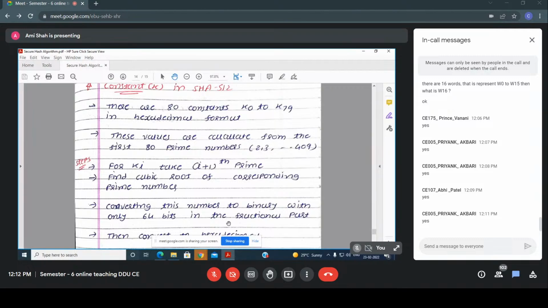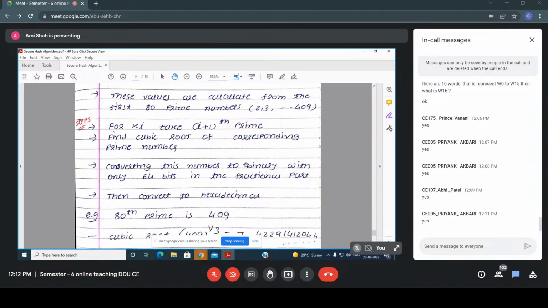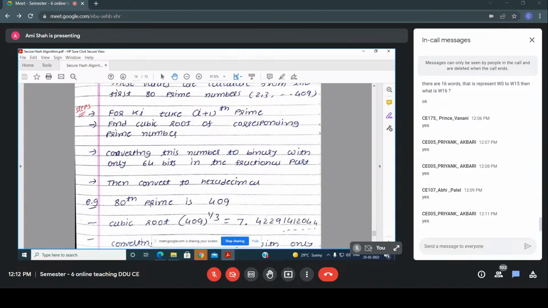Now, for Ki, if you want to find Ki, take the (i+1)th prime. These are the steps you have to perform, and with their help you get the constant value. Once you have that, find the cube root of the corresponding prime number. Let me show you an example directly so you can understand. Suppose the 80th prime is 409.